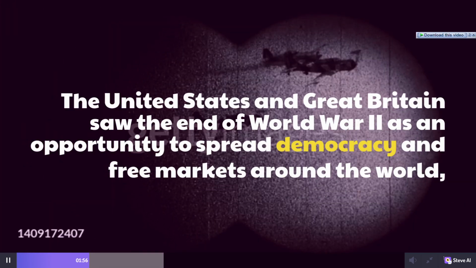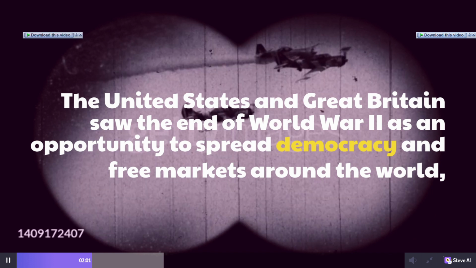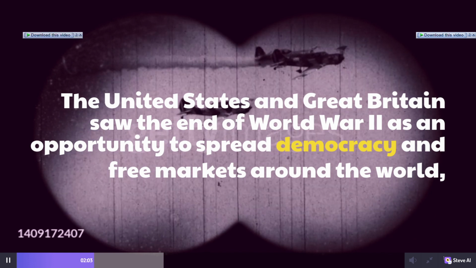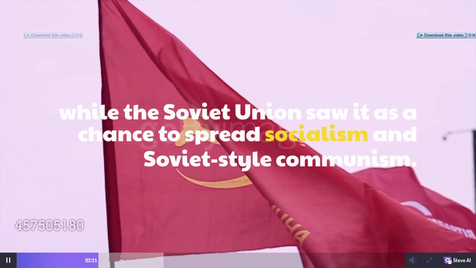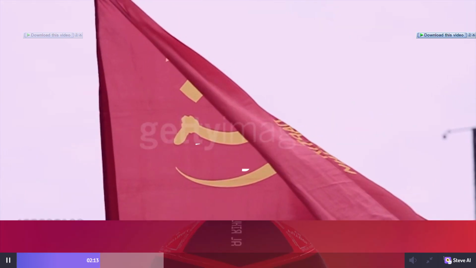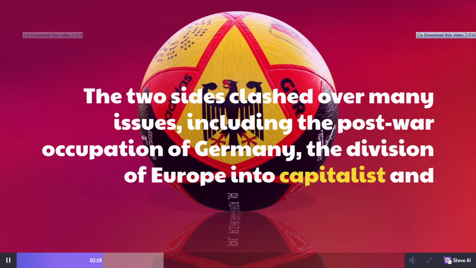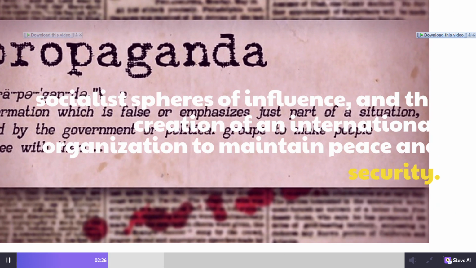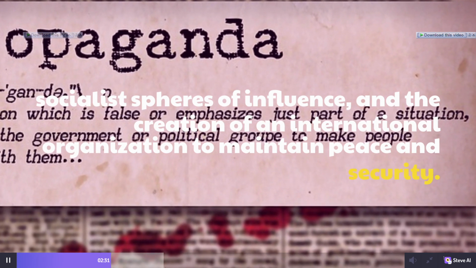The United States and Great Britain saw the end of World War II as an opportunity to spread democracy and free markets around the world, while the Soviet Union saw it as a chance to spread socialism and Soviet-style communism. The two sides clashed over many issues, including the post-war occupation of Germany, the division of Europe into capitalist and socialist spheres of influence, and the creation of an international organization to maintain peace and security.